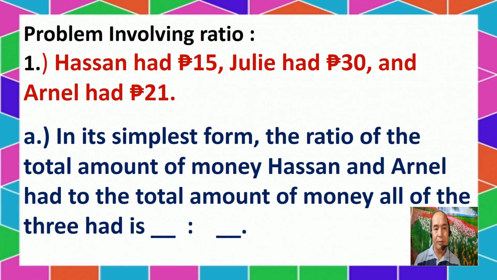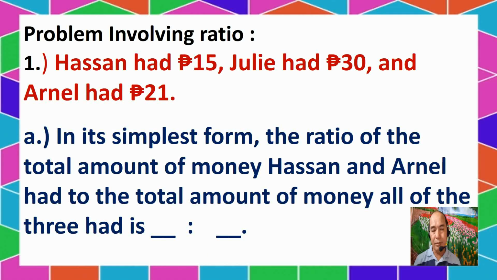Okay, here is the question now. In its simplest form, the ratio of the total amount of money Hassan and Arnel had to the total amount of money of all the three had is blank is to blank. So we are going to determine the ratio.